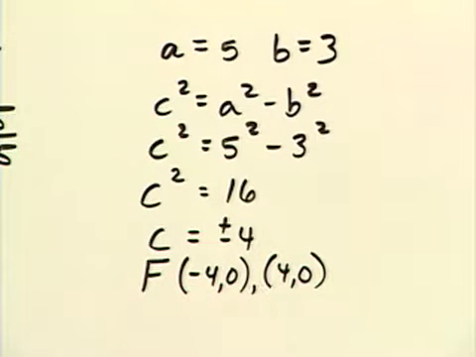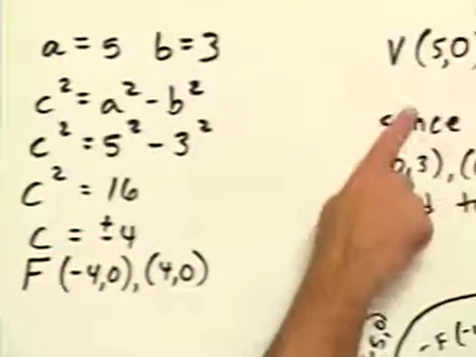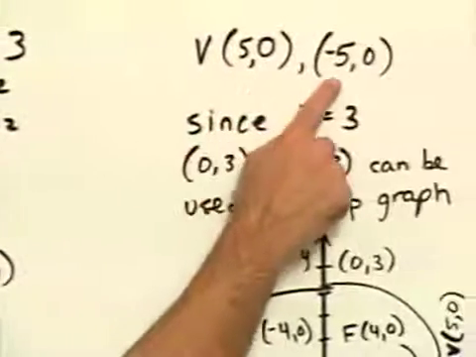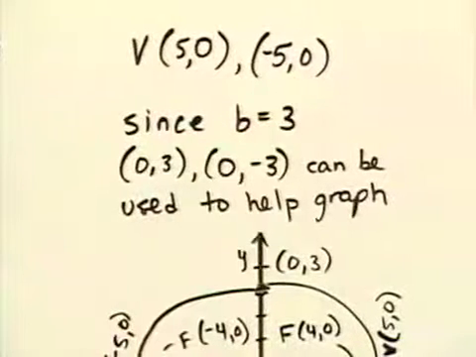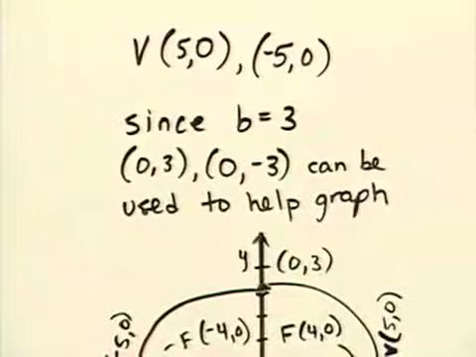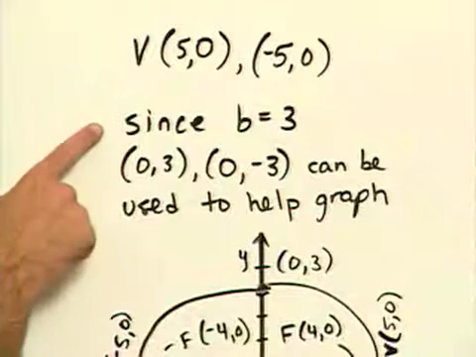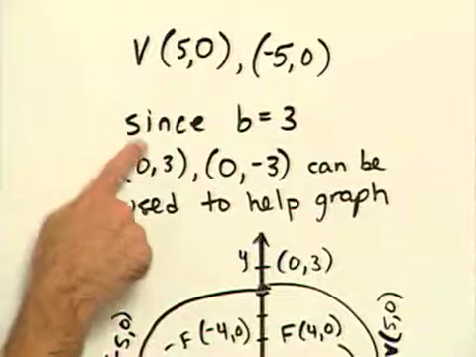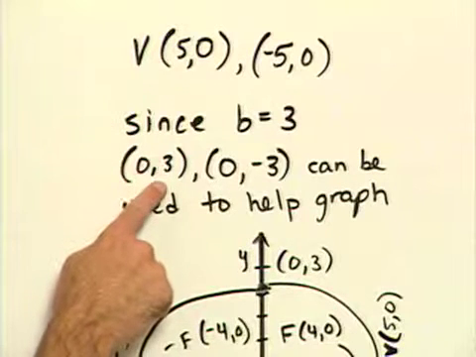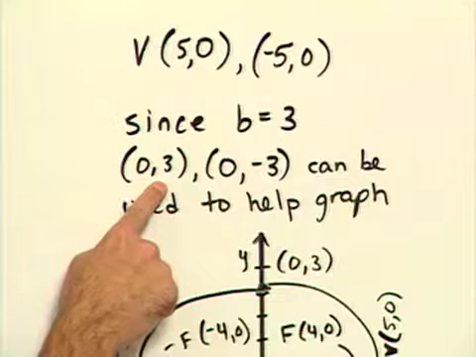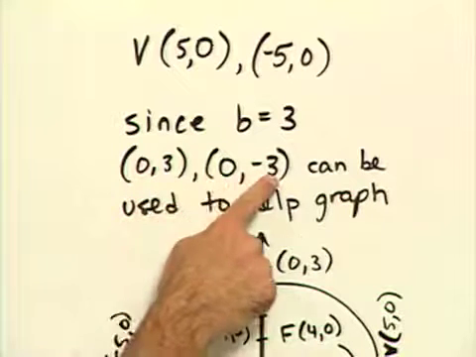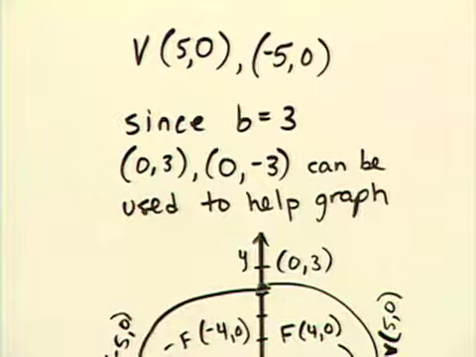Next, since a was 5, we know the vertices to be (5, 0) and (-5, 0), which are 5 units to the left and right of our center again. Also, since b is equal to 3, we can use the points 3 units above the center and 3 units below the center, which are (0, 3) and (0, -3), to help us graph our ellipse.